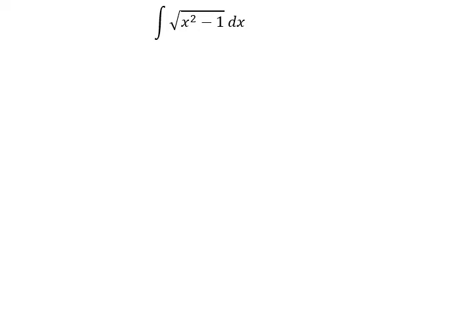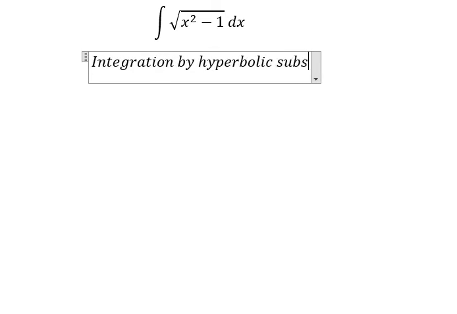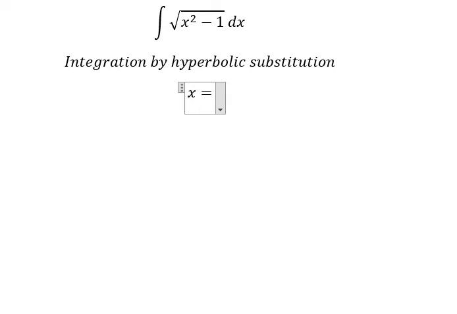We need to use integration by hyperbolic substitution. So I will put s equal to cos t. So if I put this one in here, you get cos t square minus 1. So we can change it into sin t square. And later we simplify the square root.